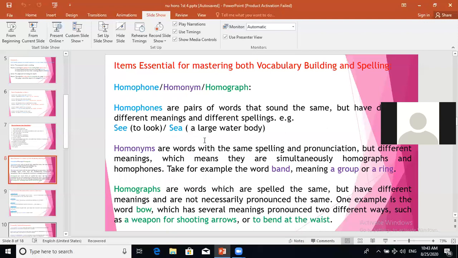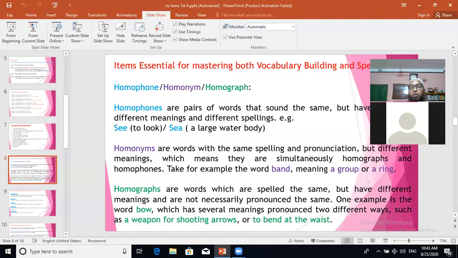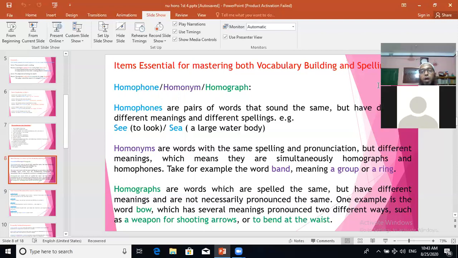Now look at some items. Grammatical items essential for mastering both vocabulary building and spelling. That is very important. Items essential for mastering both vocabulary building and spelling. Homophone, homonym, and homograph. Do you know these things? What is homophone, homonym, and homograph?